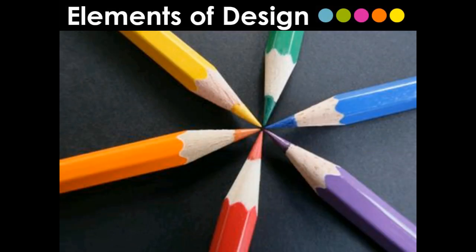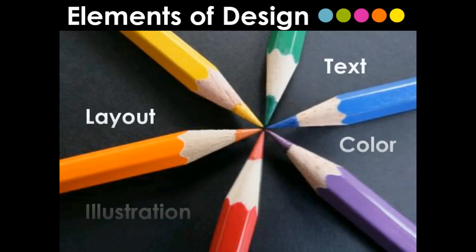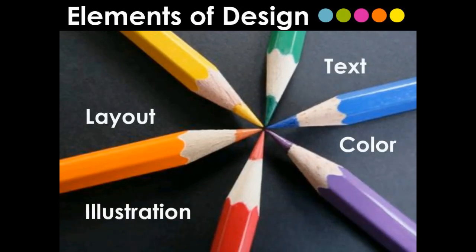Hello there! How are you doing today? Welcome to Lesson 2. For this lesson, we will discuss the elements of visual design. In general, there are 4 elements that we have to consider when designing a visual material. These are text, illustration, color, and layout. For today's lesson, let's focus first on text.